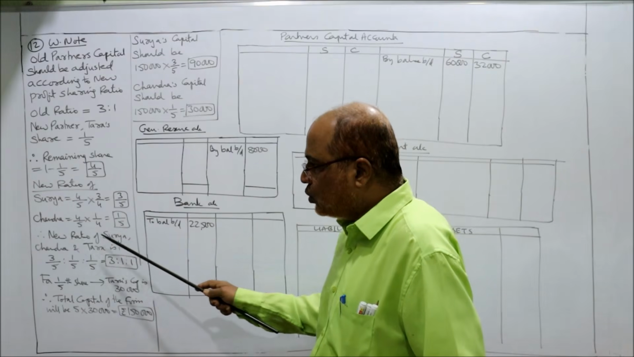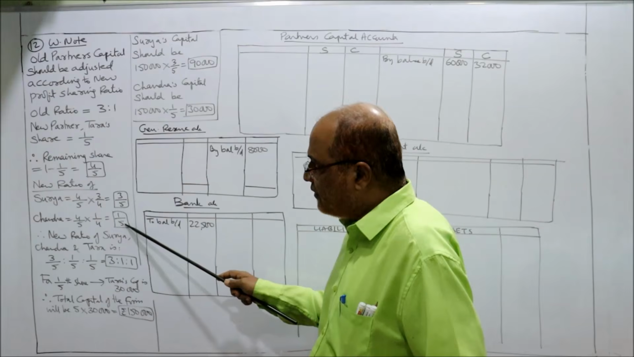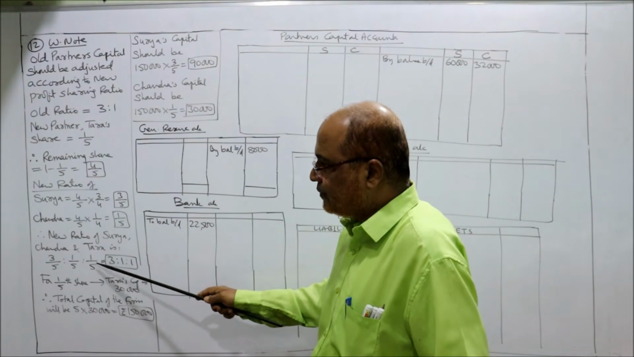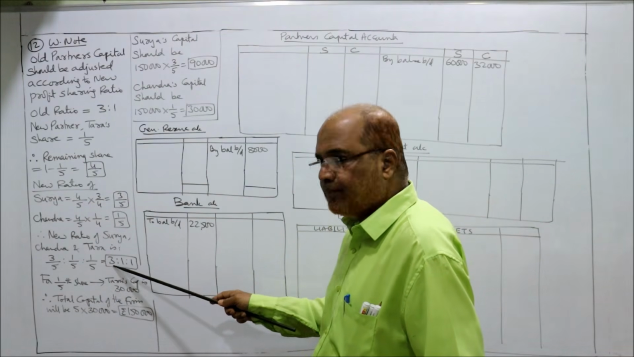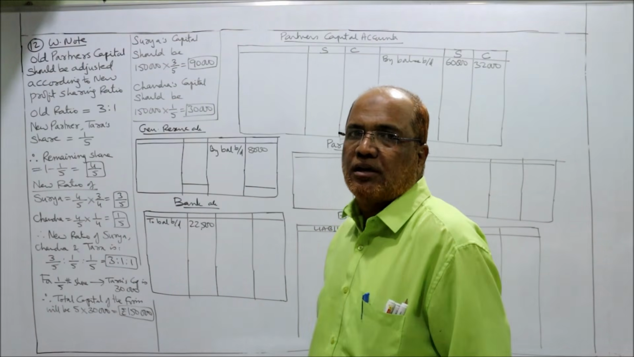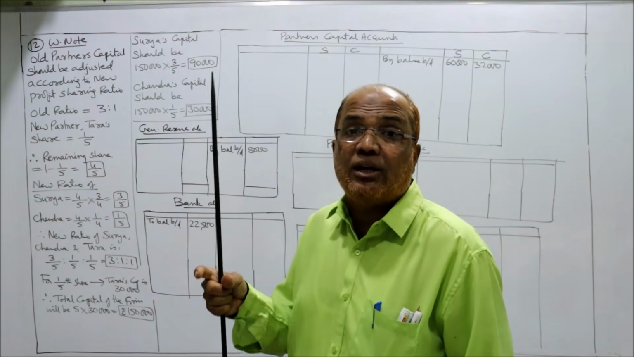So the new ratio of Surya, Chandra and Tara is 3/5, 1/5, and the new ratio of Tara is also 1/5. So all three denominators are 5, so the ratio is 3:1:1. This is the new profit sharing ratio of all the partners. Now the old partners' capital should be adjusted according to the new ratio.